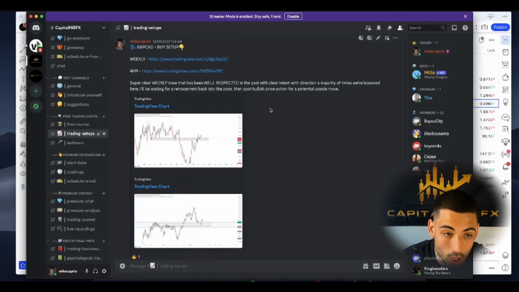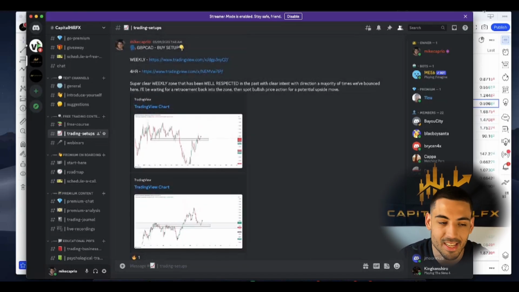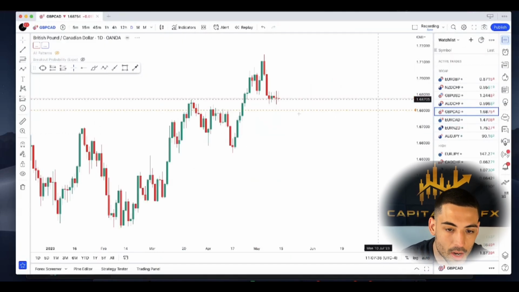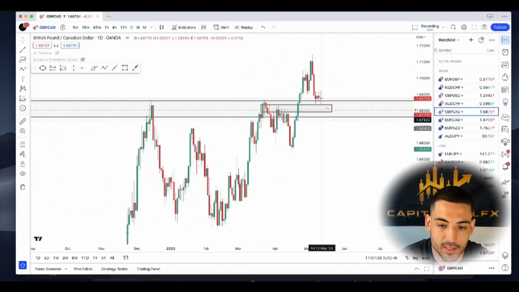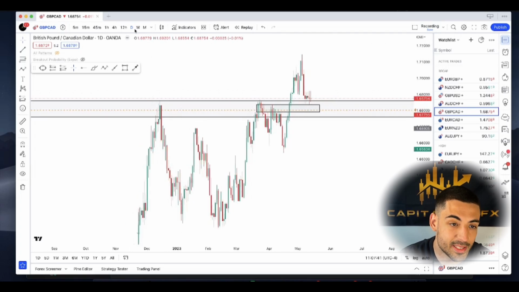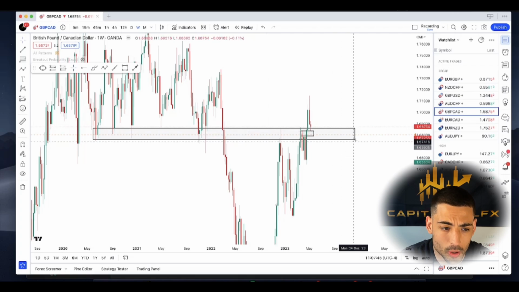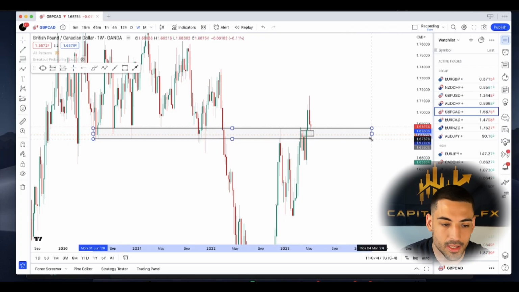Let's look at GBP Canadian dollar. Again, I'm literally just calling these as I go. So GBP Canadian dollar, daily time frame. I'm still going to be waiting for a full retracement back to the significant horizontal level. If we go back to the weekly time frame, on some of these you may have to go back to the weekly time frame, we can see we have a super clear weekly daily zone printed in the market.